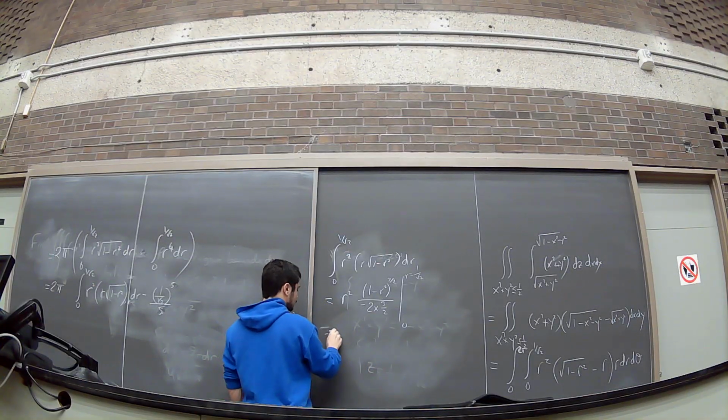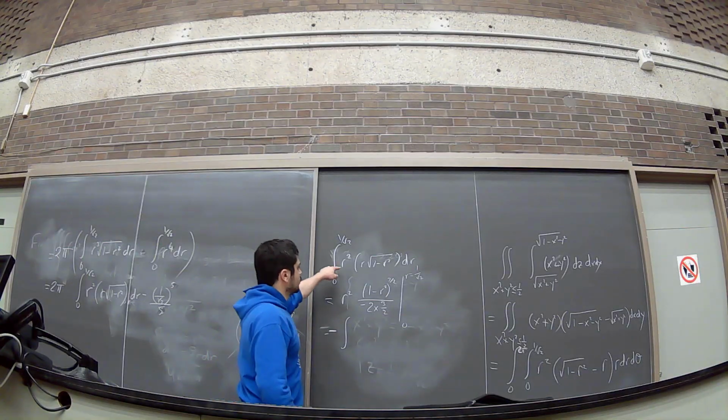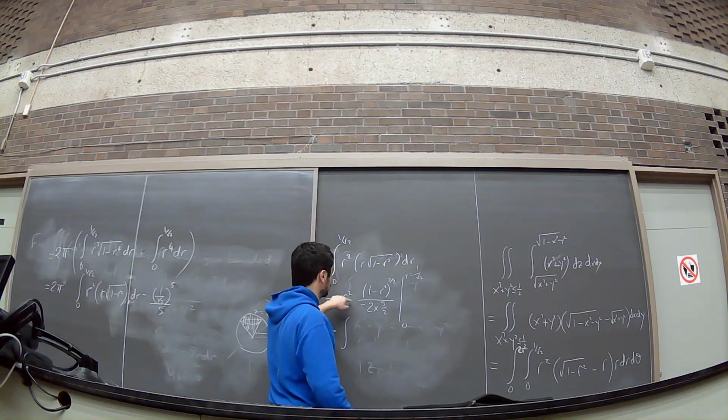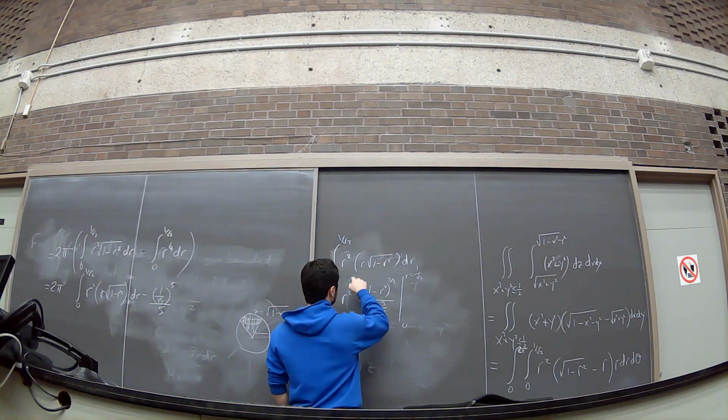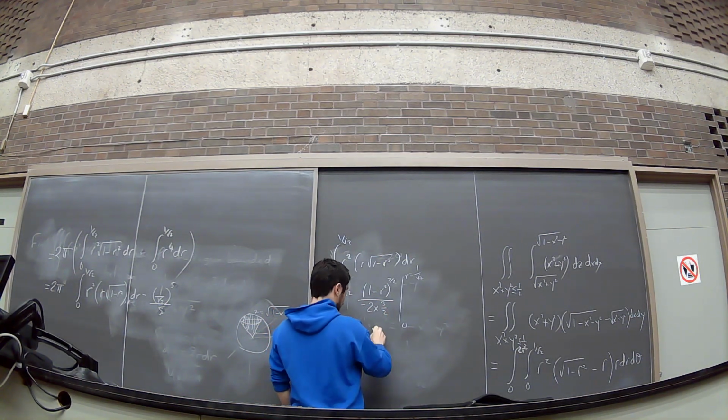Minus the integral. So u v prime. So it's u v minus v prime u minus the integral of v prime. What's v prime? It's 2r. What is u?